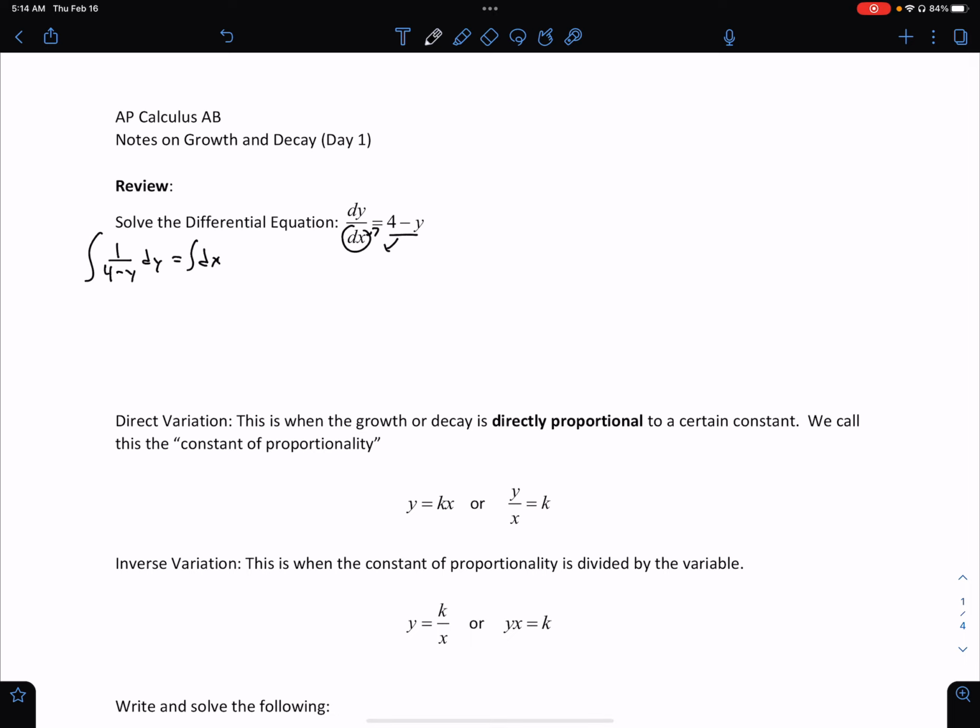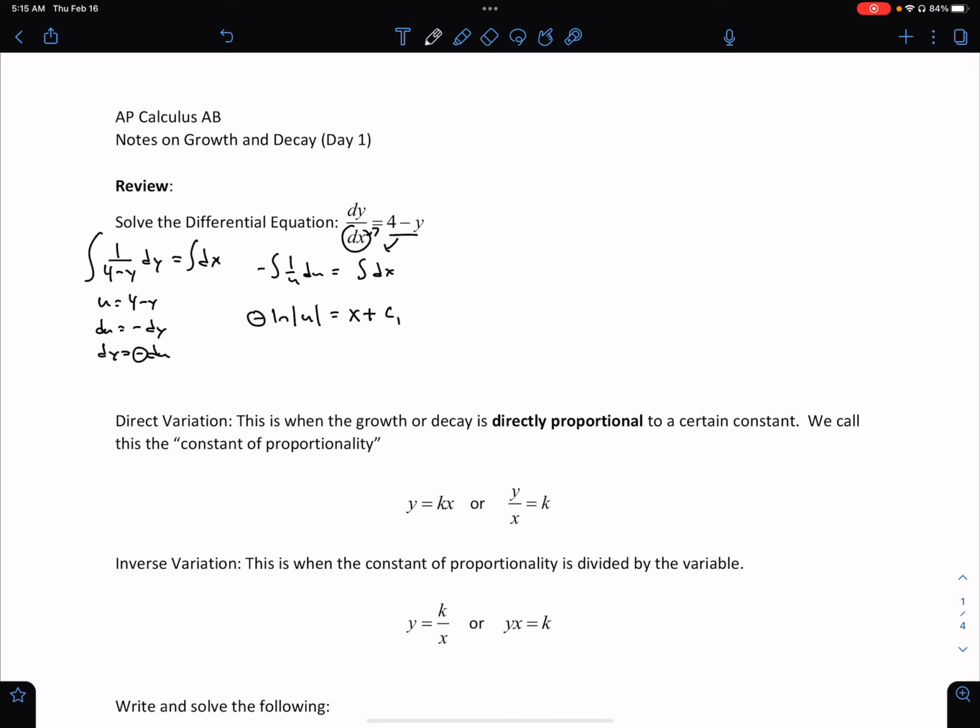When we integrate, this is going to become, oh no, we got u substitution. So we get u equals 4 minus y. du is negative dy, so dy is negative du. I'm going to rewrite over here. This becomes the integral of negative 1 over u du equals the integral of just dx. Integrating, we get the negative natural log of u equal to, and if we integrate the dx, that's just going to give us x plus c1.